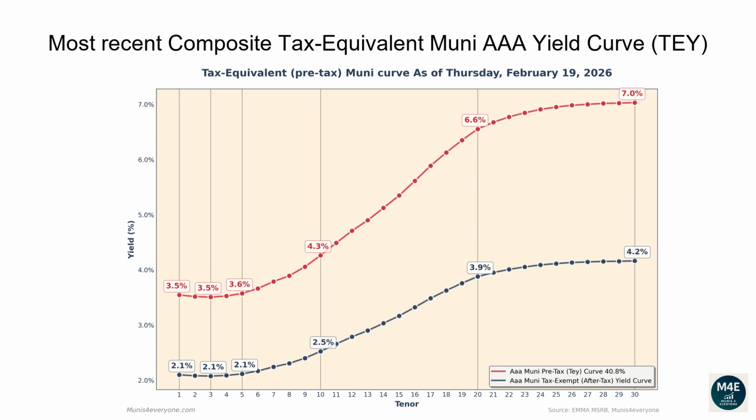The one-year tax-exempt yield is 2.1%, corresponding to a 3.55% tax-equivalent yield for investors in the top tax bracket. The two-year tax-equivalent yield is 3.52%. The 5-year tax-equivalent yield is 3.57%. The 10-year tax-equivalent yield is 4.26%. The 20-year tax-equivalent yield is 6.55%. The 30-year tax-equivalent yield is 7.03%.